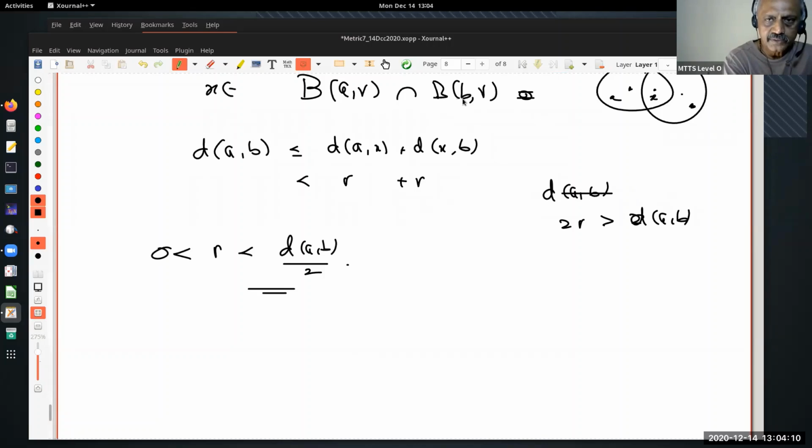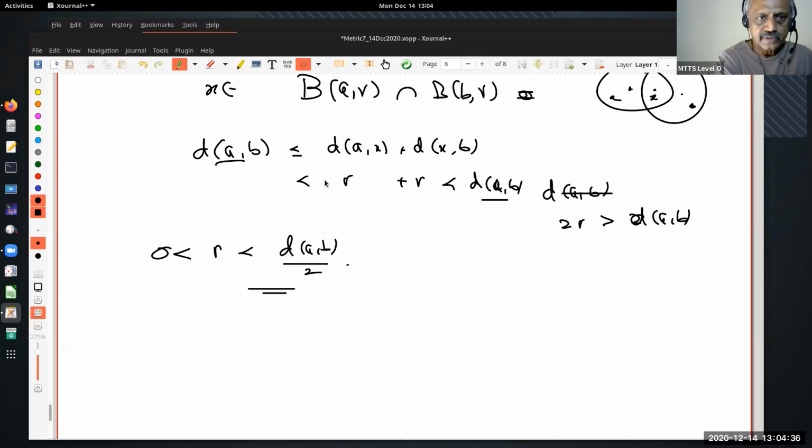If X belongs to these two balls, then the distance between A and B will be less than this, less than this. But this says 2R, and this is less than the distance between A and B. You understand? So this is a contradiction. Are you following? Did I go fast? Yeah, I tried to arrive at an R. Now that I have arrived at R, I'm using the same inequality.